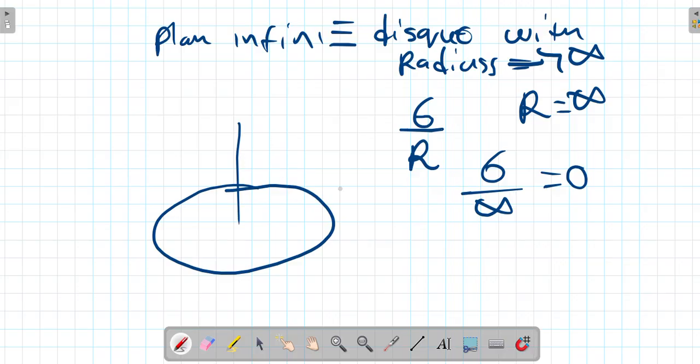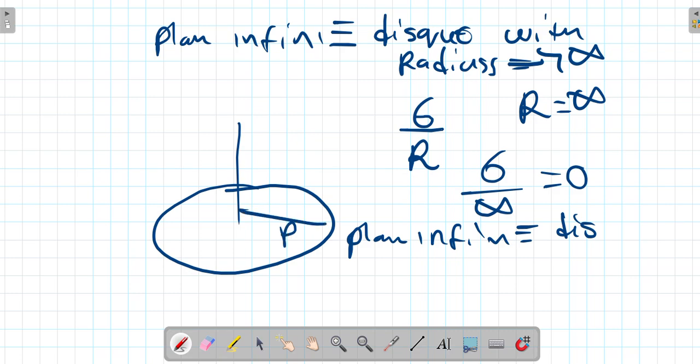to find it for the plan fini, you don't need to do the calculations. You can just deduce the answer from the disk, because we know that a plan fini is equivalent to a disk with radius equal to infinity. So where there's radius in your answer for a disk, you just put infinity. So for this case, it will be 0. I don't know if that makes sense.